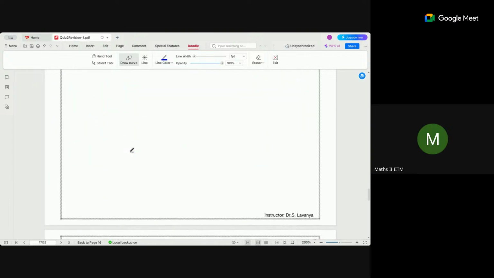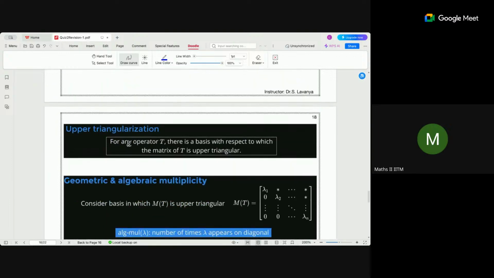Okay, fine. So what is this upper triangularization? Because all matrices are not diagonalizable, we need something which is not really diagonalizability, but something better than the complete matrix. So that is upper triangularization. It means for any operator T, we can find a basis with respect to which the matrix of T is upper triangular, right?